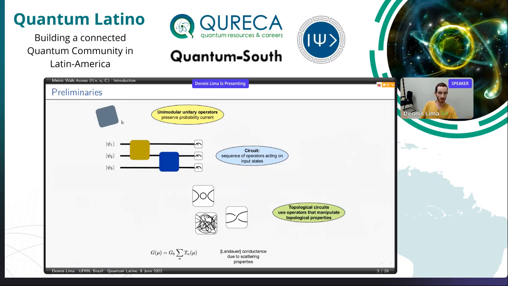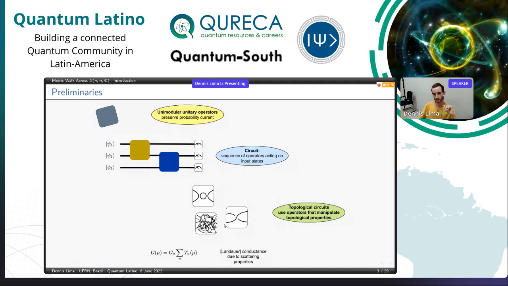So first of all, the preliminaries. We need the unimodular unitary operators to build quantum circuits, and by stacking them here, these strings are mapping the input states to the output states in a sequence of measurements. We build our quantum circuits. In the case of a topological quantum circuit, we want operators that change topological properties of our states.